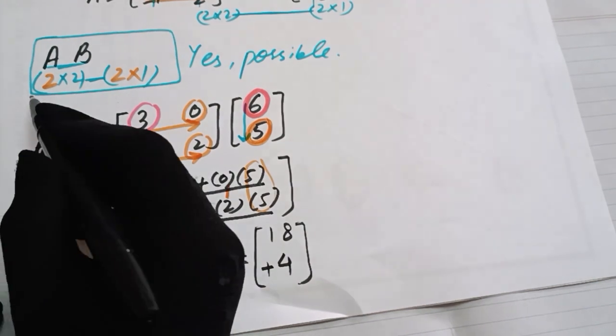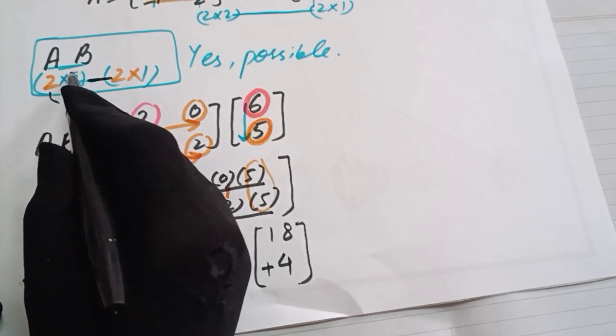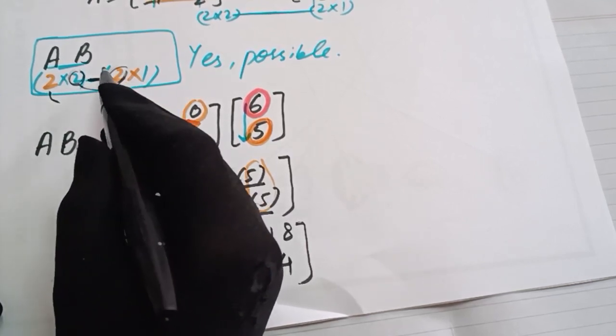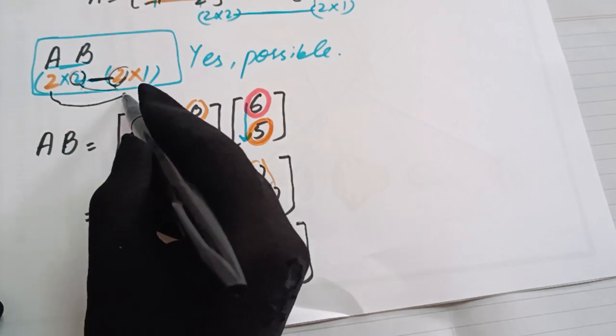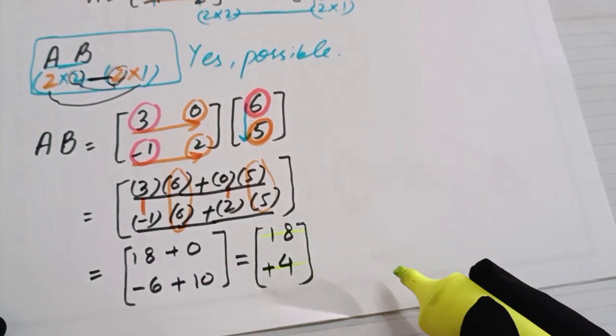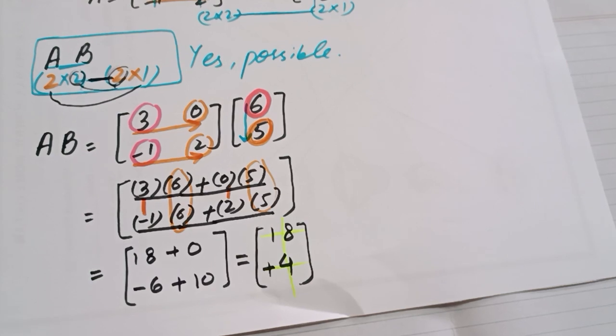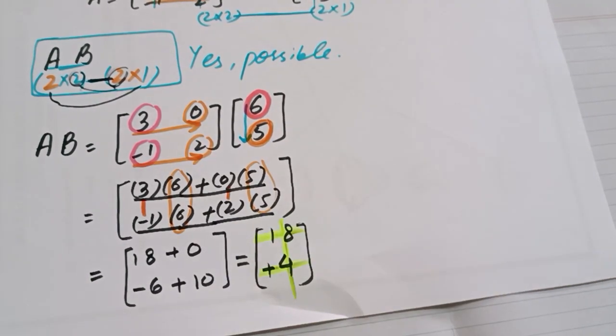Now check the answer. Because the columns are equal to the rows, it means they can multiply. And the resultant or product will have 2 rows, 1 column, 2 by 1. So check, there are 2 rows and 1 column. So hence our multiplication is done.